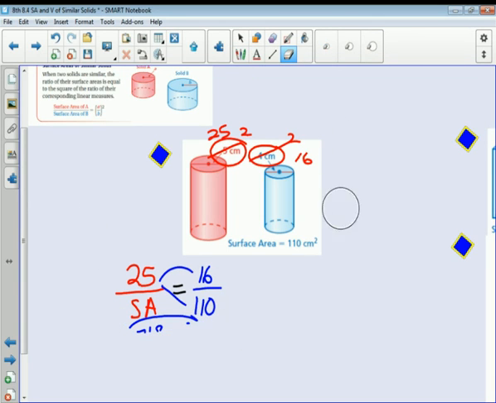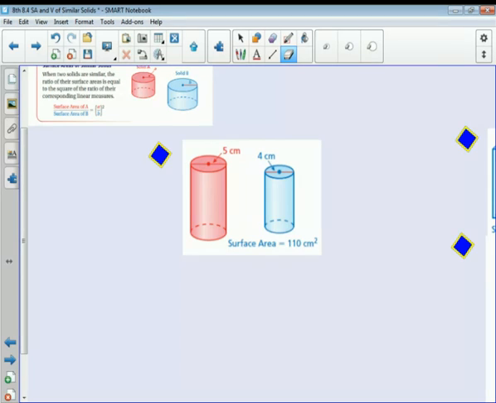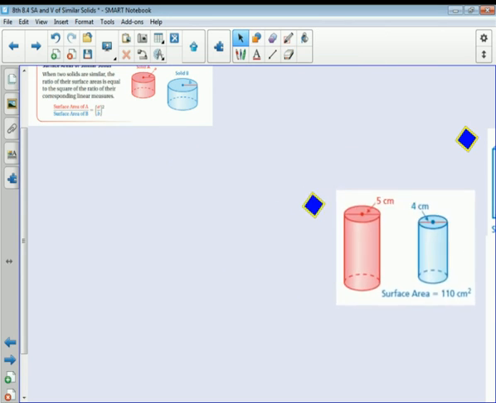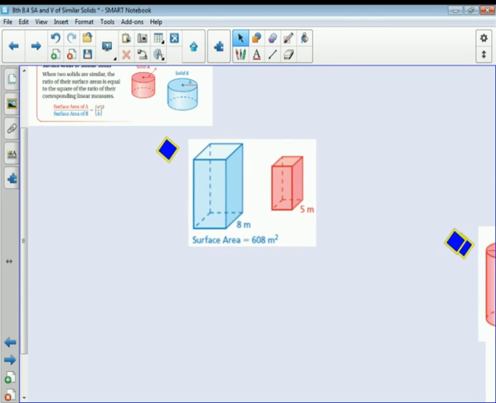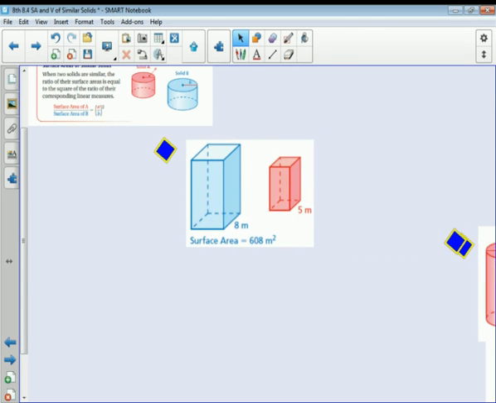Okay, so I'm going to set another one up here. I'm going to give it to you to try out. So go ahead and try this one out, set up your proportions, and then check back to see if your answer is correct. Don't forget the most important part is squaring that linear measure. Go ahead, pause your video and work through it.